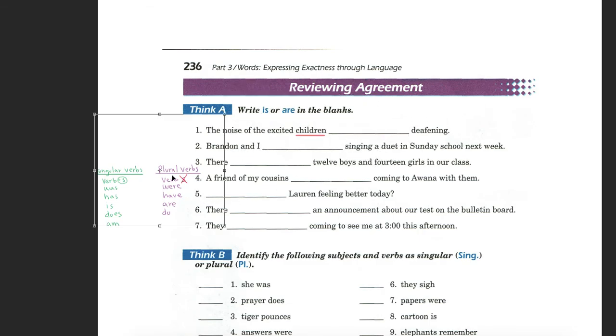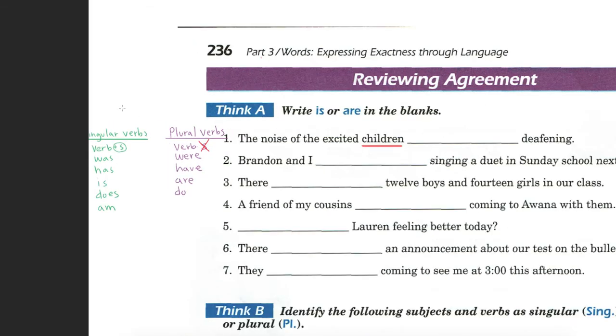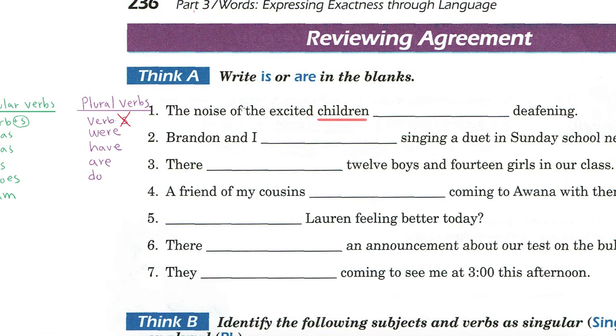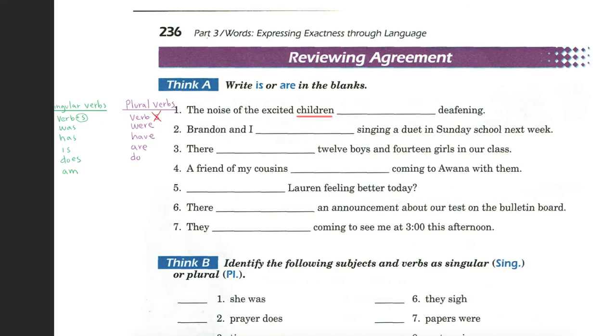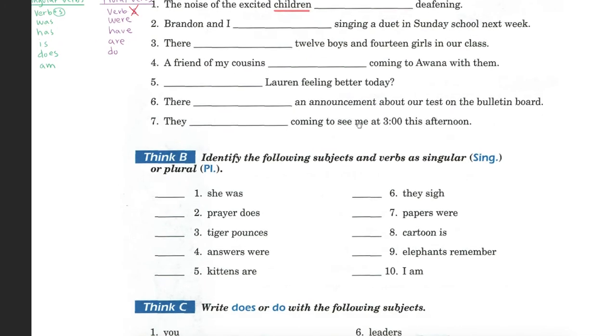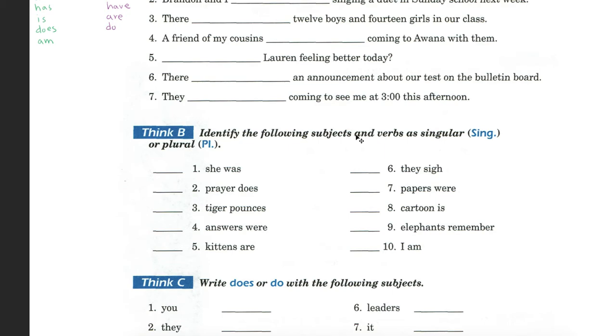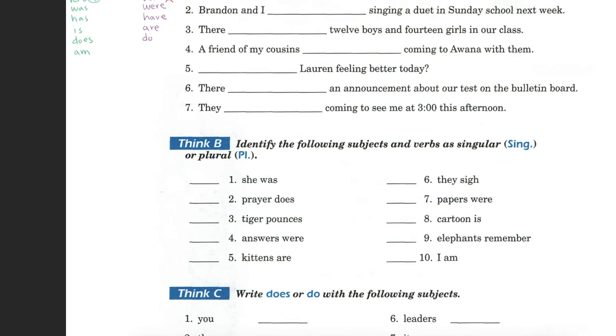All right, so the noise of the children, the noise of the excited children is or are deafening. Look at my table here. I know that is singular and are is plural. So which one should I use? If children is plural, which one should I use, is or are? Okay, so fill that in. Read it to yourself to double check to make sure you pick the correct one. Think B. Identify the following subjects and verbs as singular, sing, or plural, PL, period.